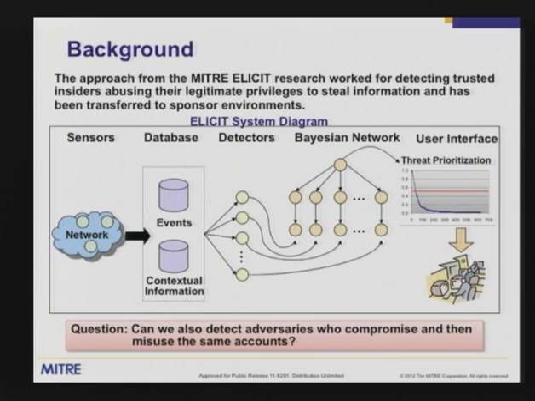This is the system diagram from that illicit work that was previously done. It was published, I think, in 2008, by a gentleman named Greg Stevens at the MITRE Corporation. The idea was to try and solve a triage problem using a Bayesian network to prioritize who's the most potentially malicious user inside your network. So we wanted to extend that, and what I'll talk about is some lessons learned when we extended that work.